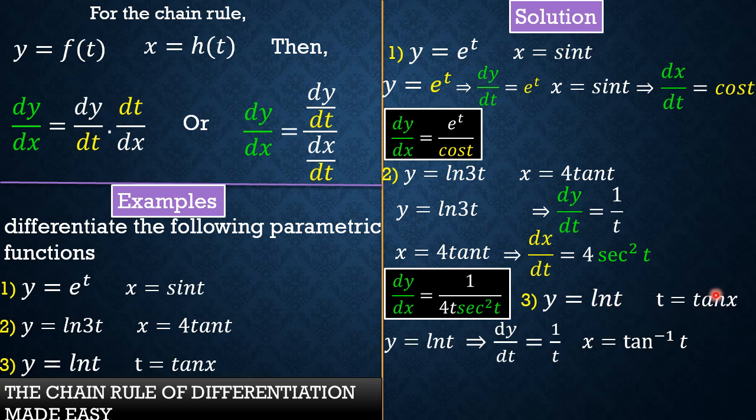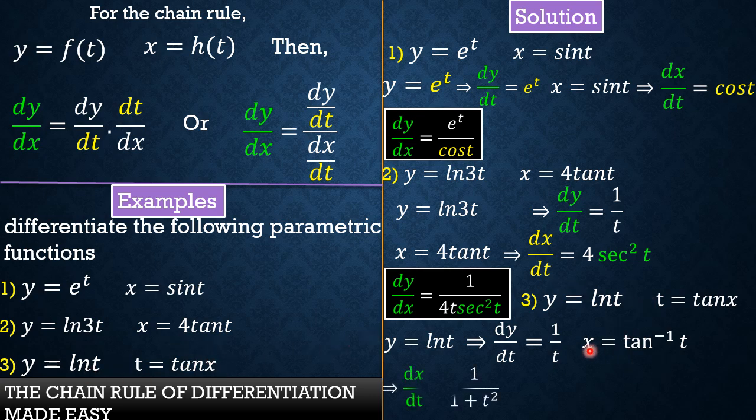We have t is equal to what? Tangent of x. We might need to take the inverse tan on both sides, or we might decide to differentiate it like it is here. But if we take the inverse tan on both sides, we are going to have x equal to tan inverse of t. At this point, we have x being a function of t, not t being a function of x.